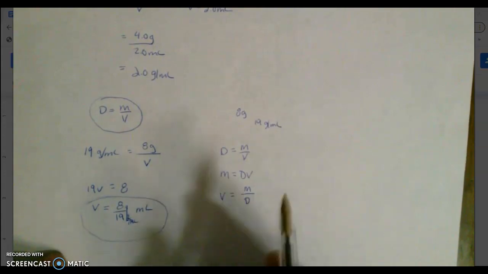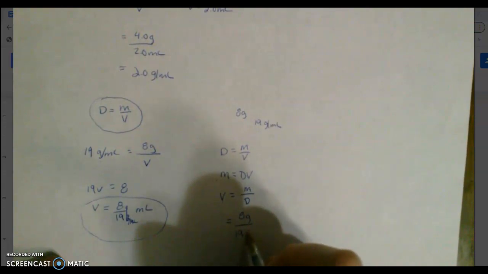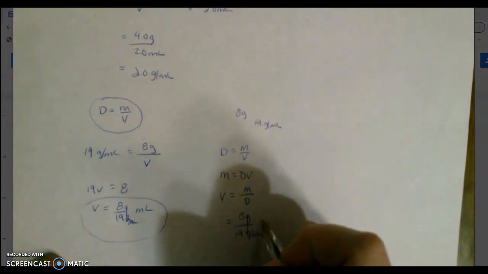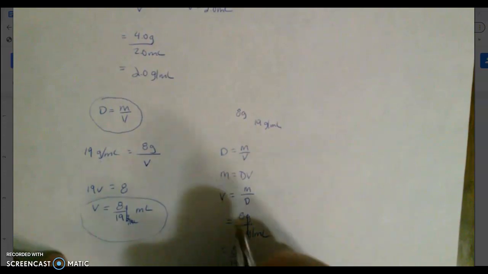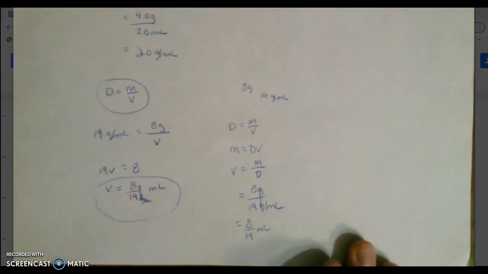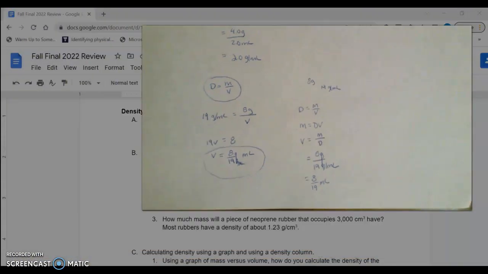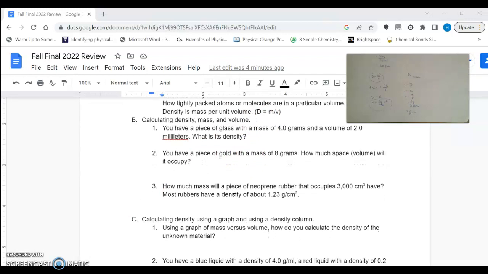And so I would take just the mass, which was 8 grams, divide it by the density, which was 19 grams per milliliter. Again, these grams would cancel out because we're multiplying by the reciprocal, and this would be equal to 8/19 of a milliliter. All right, so those are your options when solving these problems where you have to manipulate the equation. All right, this last version you may be able to guess. The first one we calculated density, the second one we calculated volume. This one we're going to be calculating the mass, right?